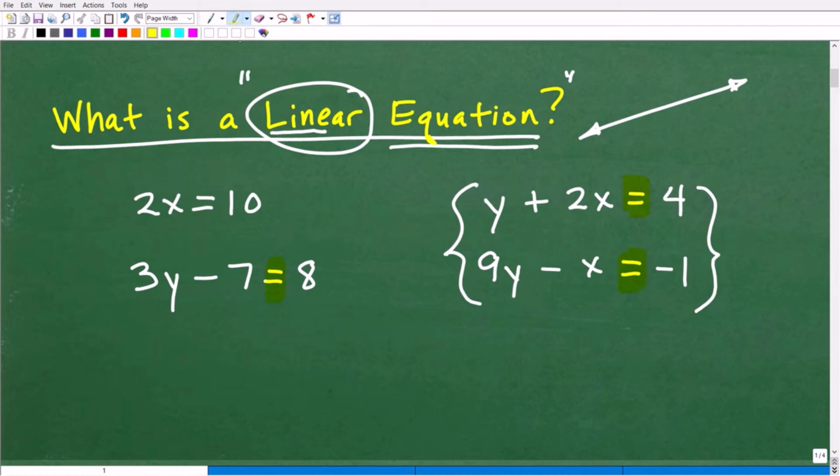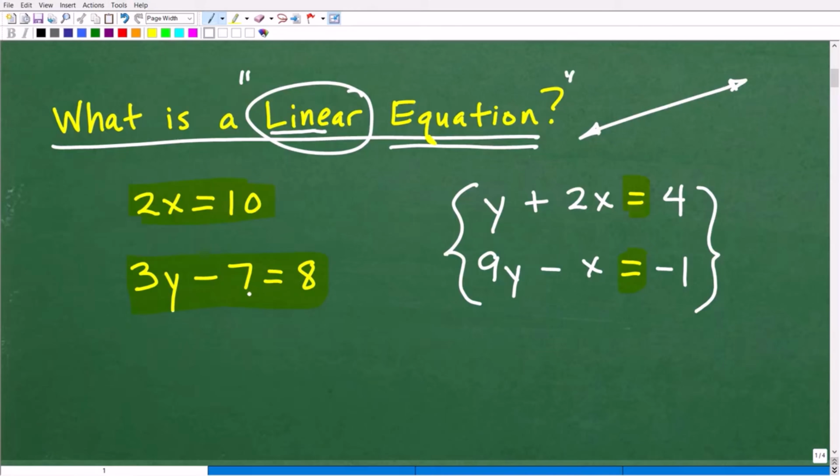So you can have a linear equation in one variable. So something like this is a linear equation in one variable. So we have 2x is equal to 10. And you don't have to use that variable x. It could be other variables like y. So here's another example: 3y minus 7 is equal to 8. This is another linear equation in one variable.